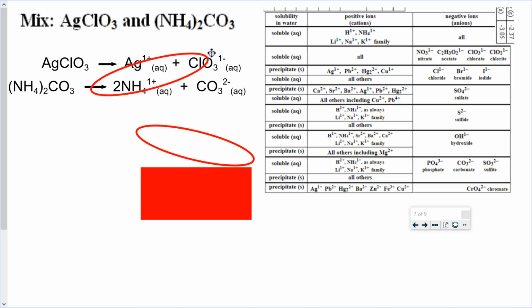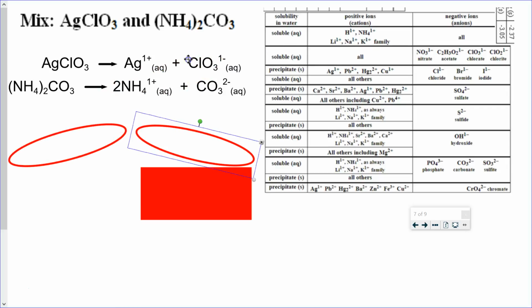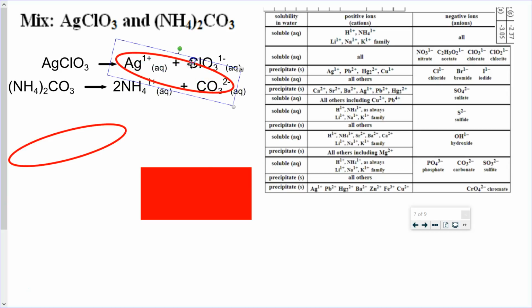If we look up the other one, which is ammonium chlorate, again, we want to start with the negative ion. I trace over on the right-hand side. Here's chlorate way up top. I go to the left. Everything with chlorate is going to be soluble. So ammonium chlorate is not going to make a solid precipitate. The answer here is going to be our silver carbonate.